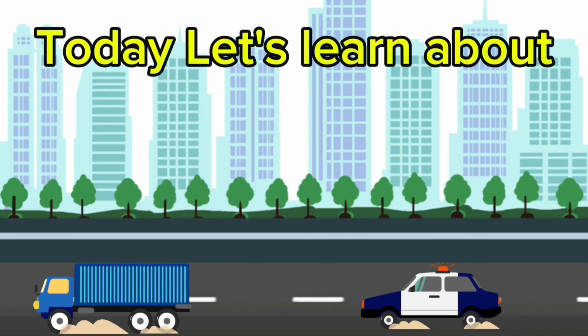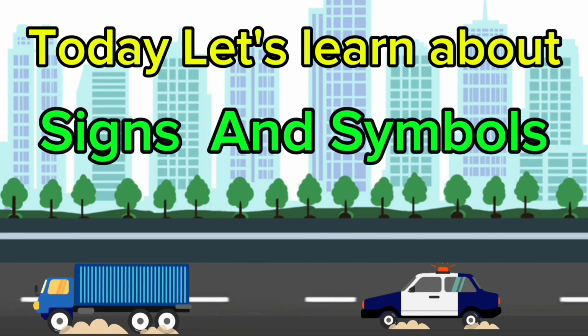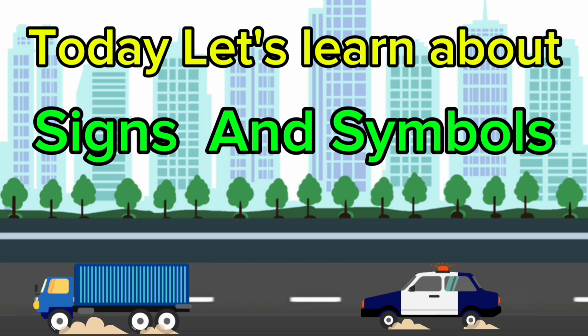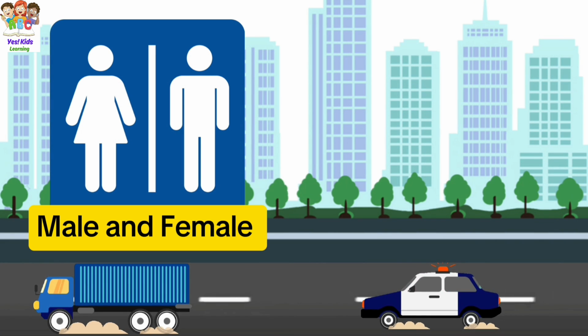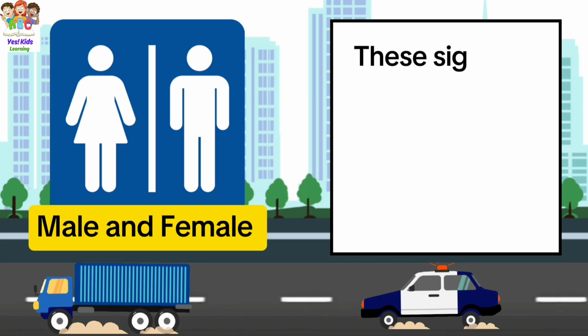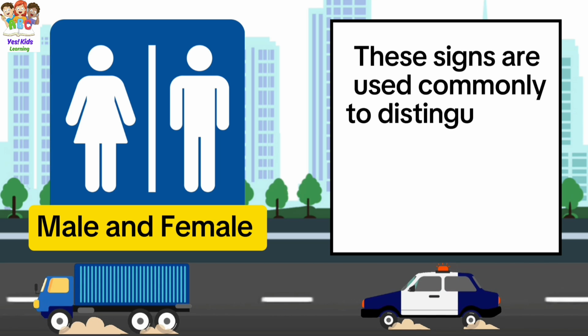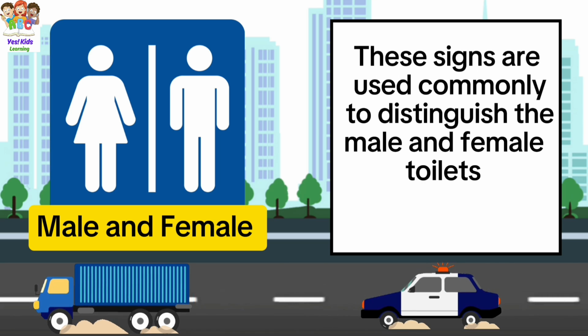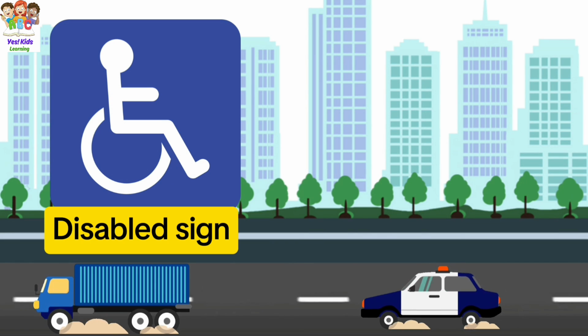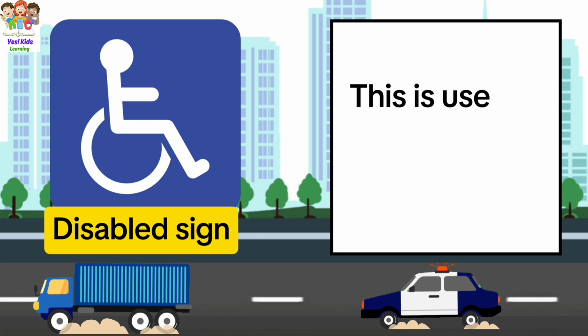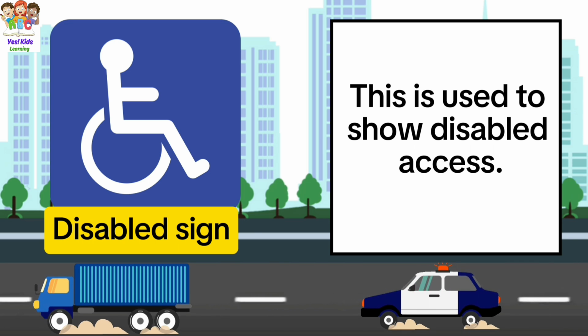Today let's learn about signs and symbols. Male and female. These signs are used commonly to distinguish the male and female toilets. Disabled sign. This is used to show disabled access.